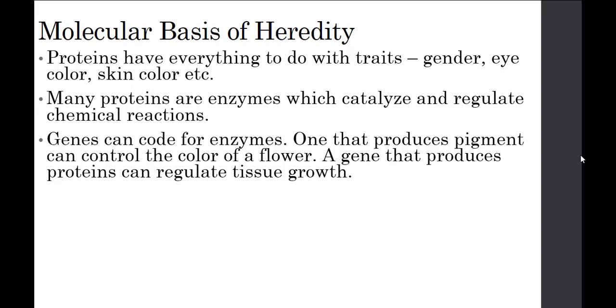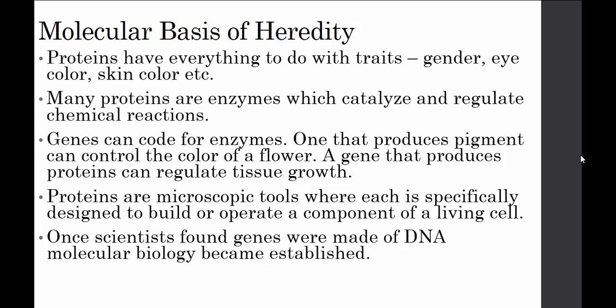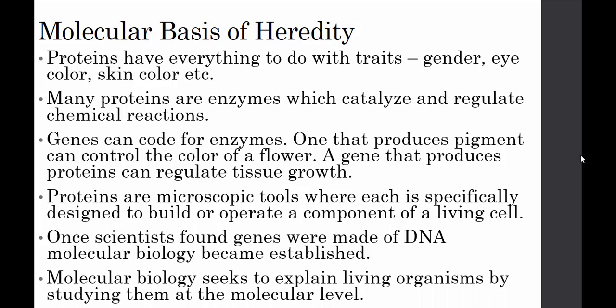One that produces pigment can control the color of a flower. A gene that produces proteins can regulate tissue growth. Proteins are microscopic tools where each is specifically designed to build or operate a component of a living cell. Once scientists found genes were made of DNA, molecular biology became established. Molecular biology seeks to explain living organisms by studying them at the molecular level.